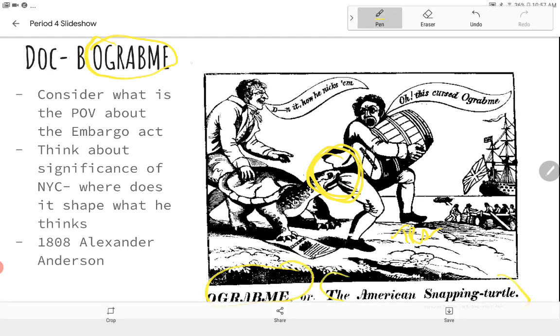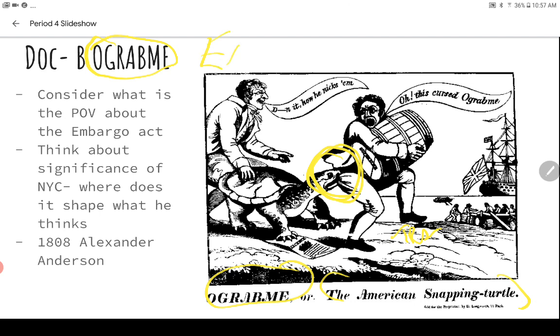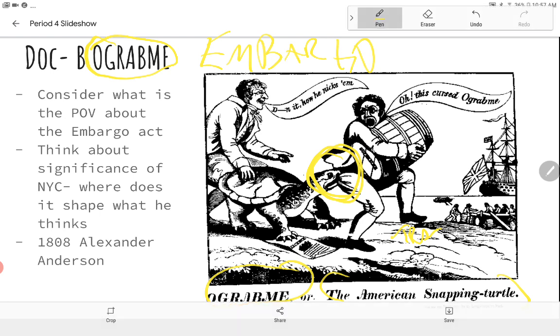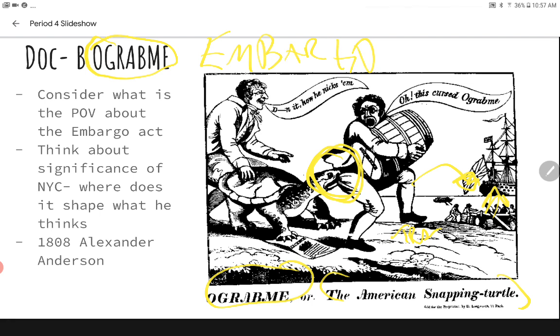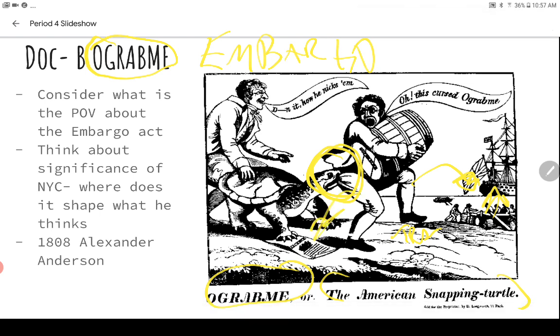What is the oh, grab me? It is embargo backwards. Did you get it? Not that funny. So, the cursed embargo, or the cursed oh, grab me. Darn how it nicks him. This is an American trader trying to, right? These guys are smuggling out to a British ship. This is keeping him back, right?